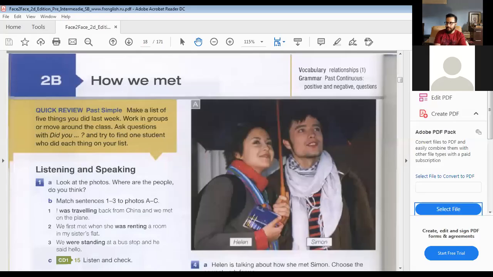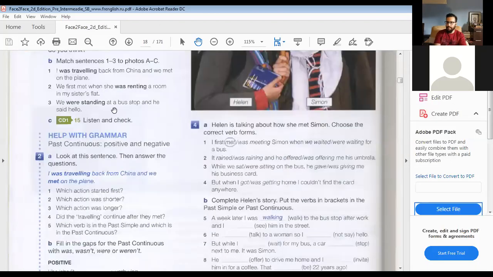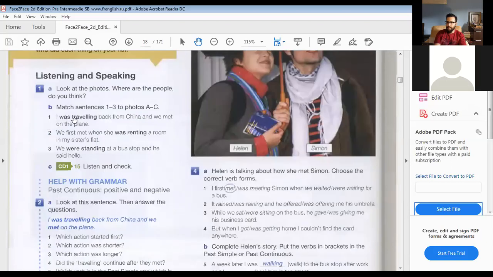We were discussing the past simple and how it's related to the past continuous. We also saw a few examples like this one. I was traveling back from China and we met on the plane. We found out that traveling was the long action, and met, the past simple, was the short action. And usually the long action, the past continuous, continues, it doesn't stop after the short action comes in the middle.